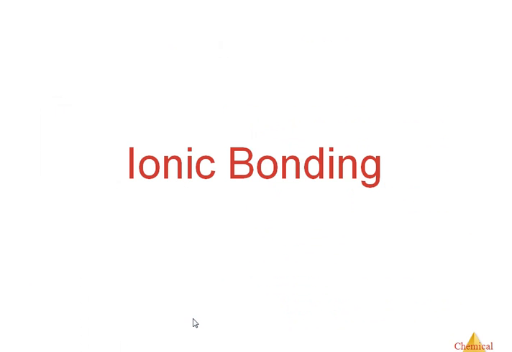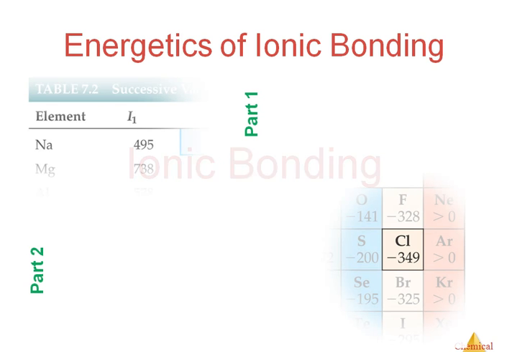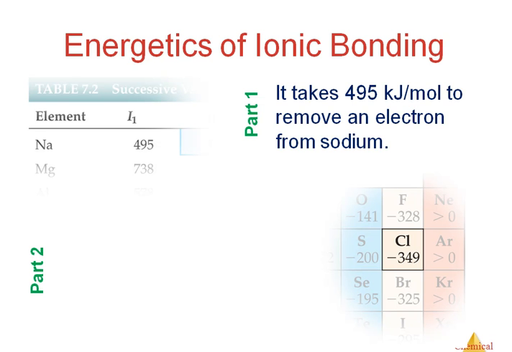Okay, ionic bonding. Energetics of ionic bonding, that just means the energy of bonding in ionic bonds. It takes 495 kilojoules to remove an electron from sodium. We saw that in the last video, I think, okay, when we talked about ionization energy.